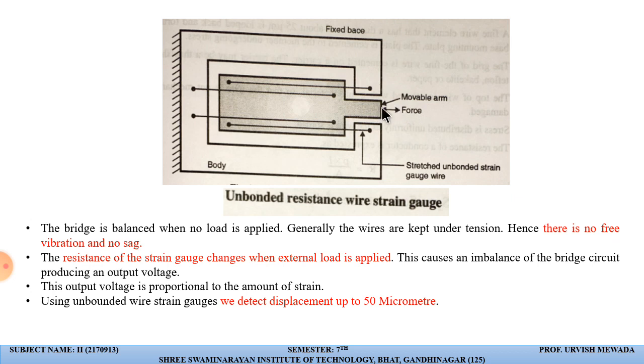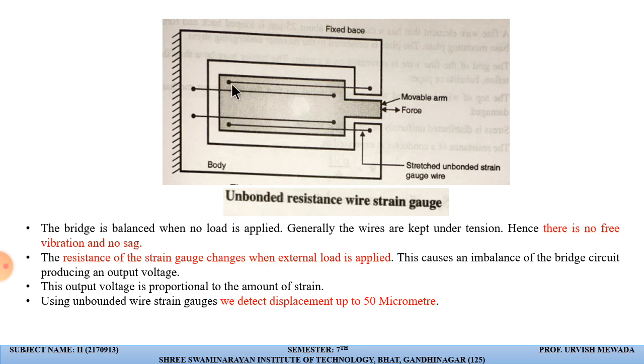If we apply the force over here, then from this point to this point and this point to this point, these two cables will get stretched. The unbonded strain gauge wires are both in the air, and these two will get compressed. Suppose we apply force in the other direction, then the upper one will get compressed and the middle two will get stretched.